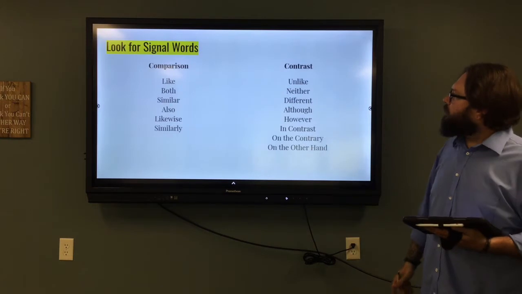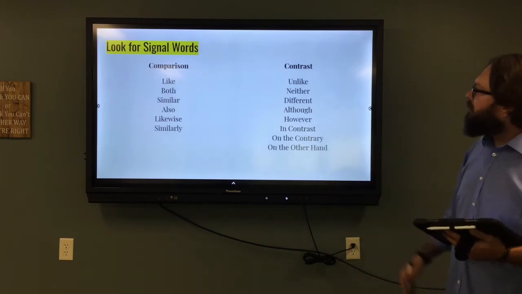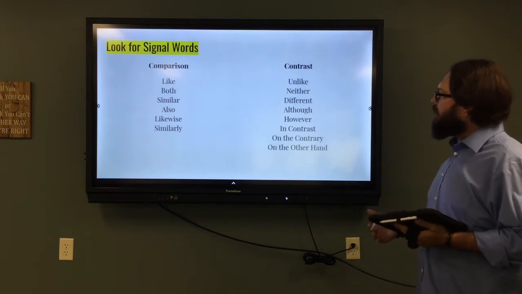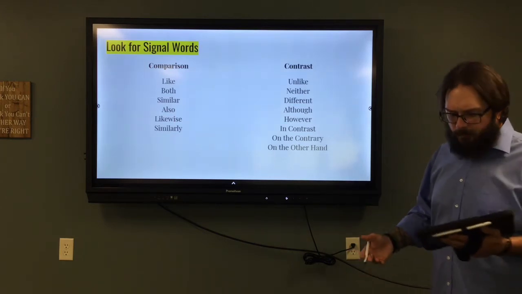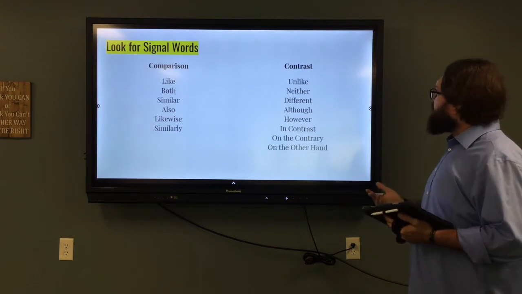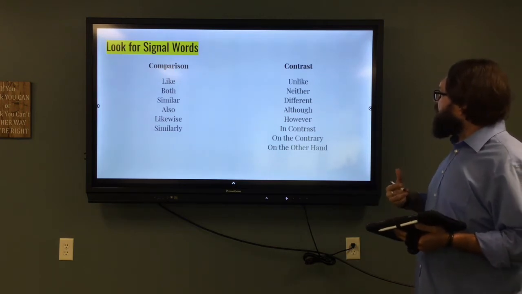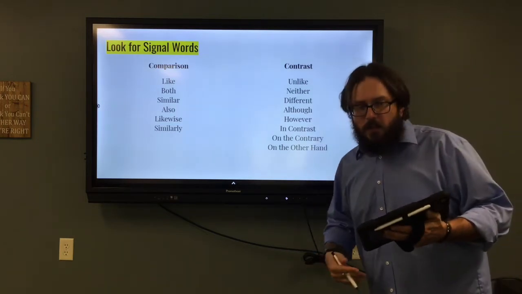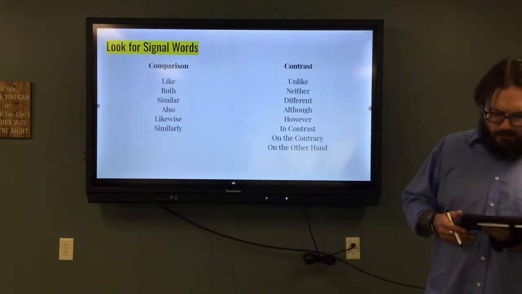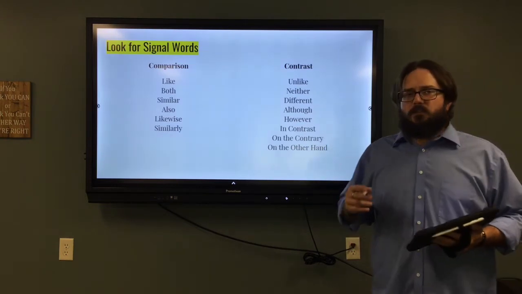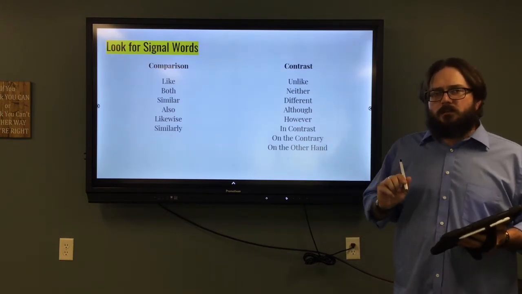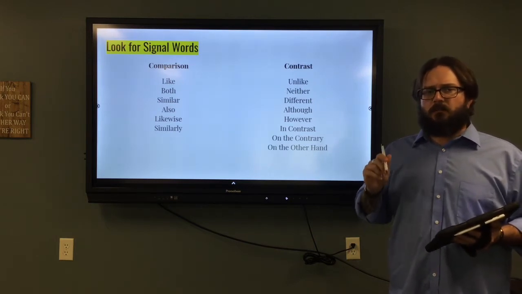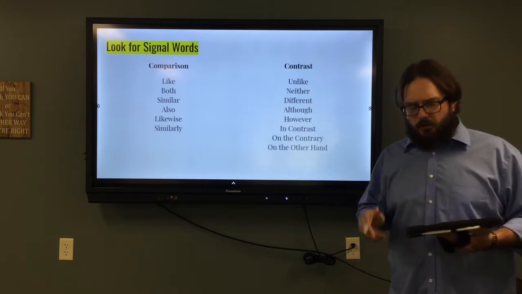Some signal words to look for when comparing: words such as like, both, similar, also, likewise, or similarly. When contrasting, you may see unlike, neither, different, although, however, in contrast, on the contrary, or on the other hand. So we want to make sure that we know these words and be able to identify them in a passage to determine whether the author is comparing or contrasting.